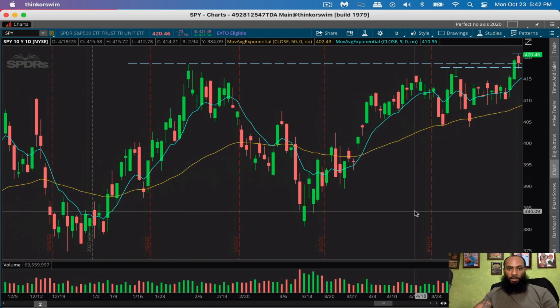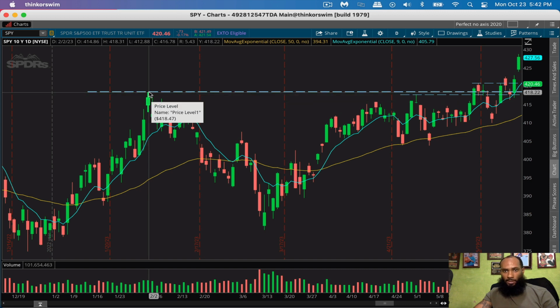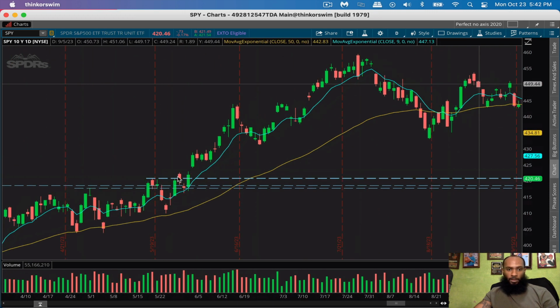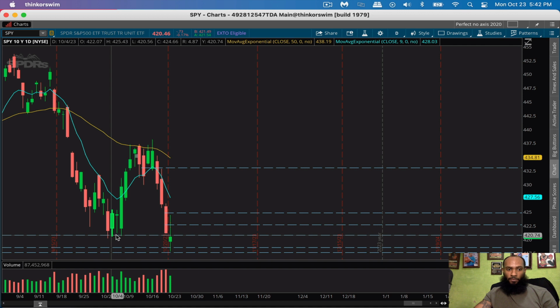So if you go back all the way to February, we could see 418 was a level. In April, you could see 417 was a level, and here in May, 420 was a level. So looking at 420, we could see the price action was very bullish at 420. In the beginning of October, we pushed up and we fell straight down into that level and passed it.